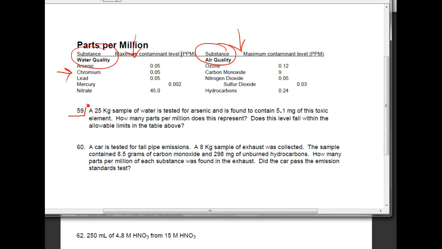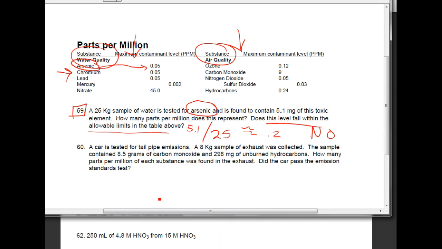So if we look at 59, we have 25 kilograms. So that's obviously in the bottom. A 25 kilogram sample of water is tested for arsenic and found to contain 5.1 milligrams of this toxic element. How many parts per million does this represent? So 5 divided by 25. And then we would say, okay, what is 5 divided by 25? Well, it's around 0.2. And this was for arsenic. So then it says, does this level fall within the allowable limits? So I find arsenic right here. You can only have 0.05, so we are well over. The answer would be no.